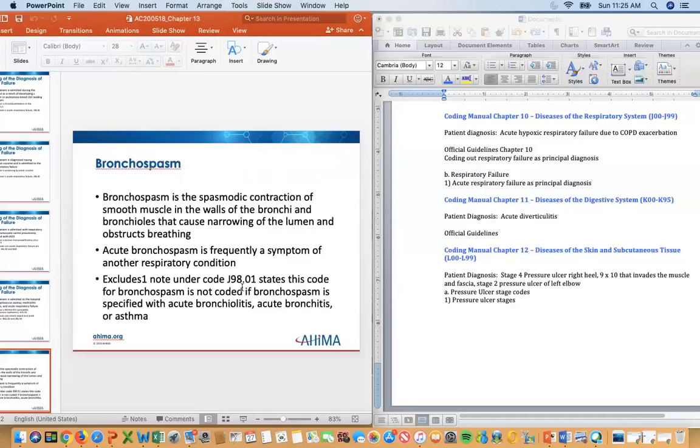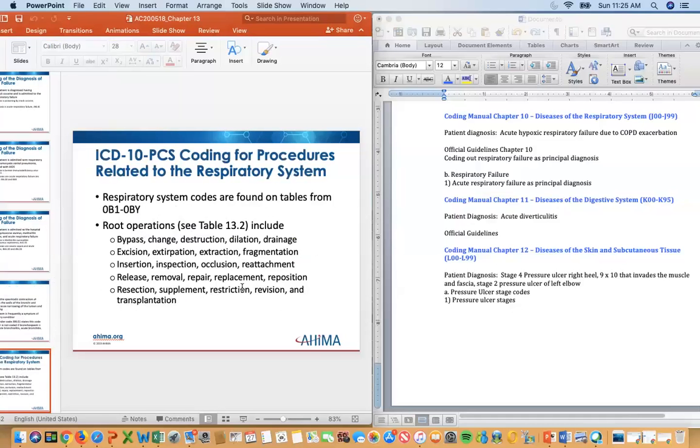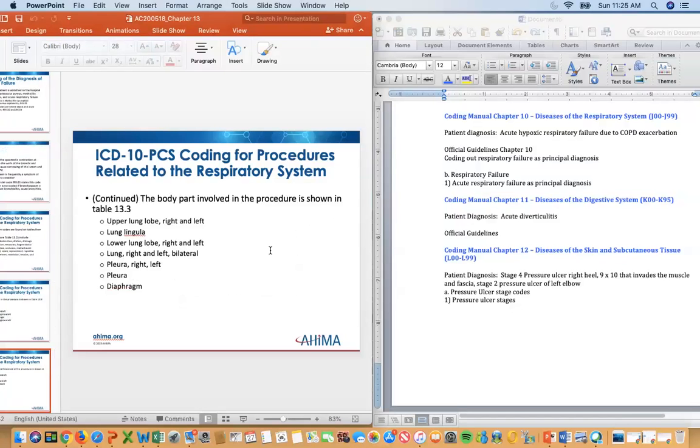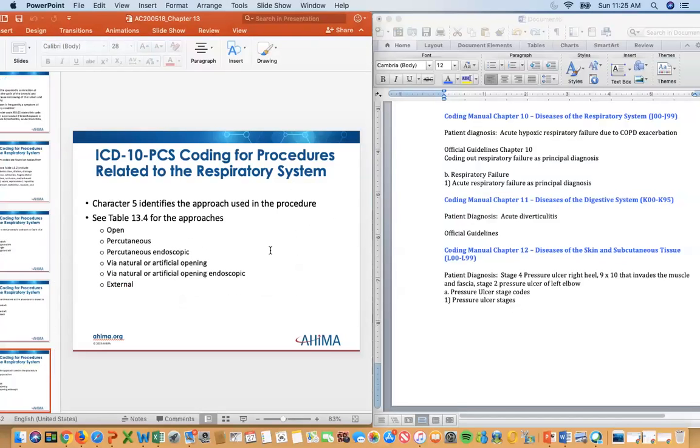Bronchospasms, definition, respiratory system, these are your coding procedures for those. So you'll see word operations are always important, obviously. So this is the bypass, excision, insertion, release, and resection. Again, they just get into some of the body parts. Continue with the body parts. This will help you a little bit if there are any procedures, like any endoscopic procedures. Are they open, percutaneous, endoscopic, etc.?